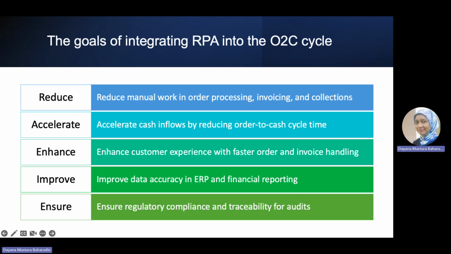What are the goals? Number one is to reduce manual work in order processing, invoicing, and collections. Number two, accelerate cash inflows by reducing order to cash cycle times. Number three, enhance customer experience with faster order and invoice handling. Number four, improve data accuracy in ERP and financial reporting. Finally, ensure regulatory compliance and traceability for audits. Okay, let's move on to the next slide.